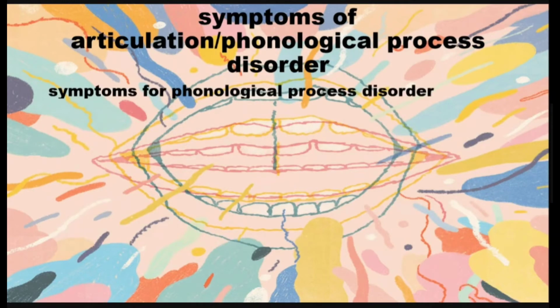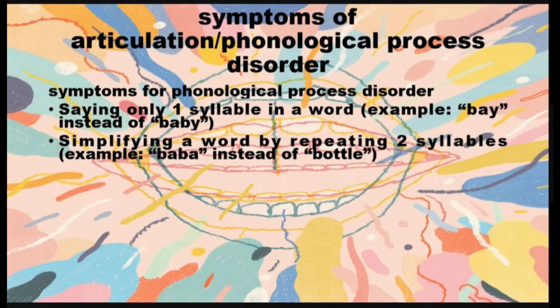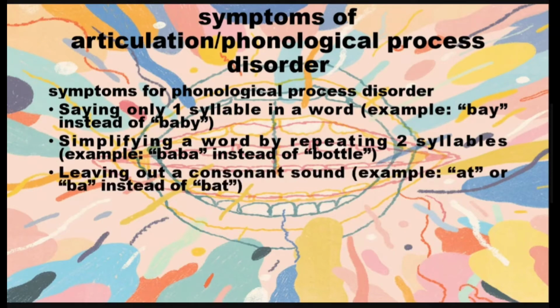So the symptoms for phonological process disorder are saying only one syllable in a word. An example is saying "bye" instead of "baby," or simplifying a word by repeating two syllables, an example of which is saying "baba" instead of "bottle." Leaving out a consonant sound. An example is saying "at" or "ba" instead of saying "bat."